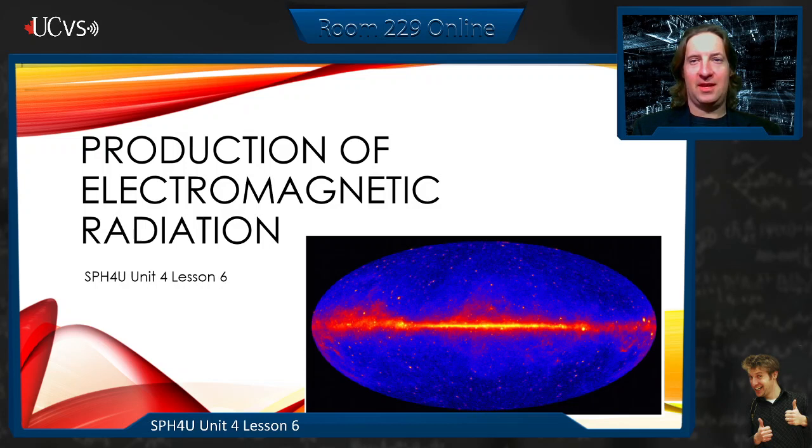We're going to talk about how to actually make E&M radiation, all the different types, right? So when we say electromagnetic radiation, we mean the way in which electric fields and magnetic fields oscillate and cause each other to happen via Maxwell's equations.